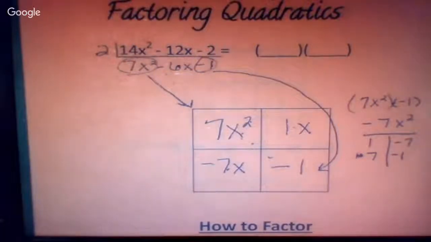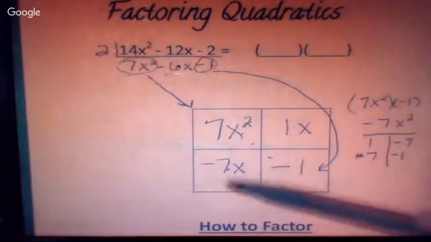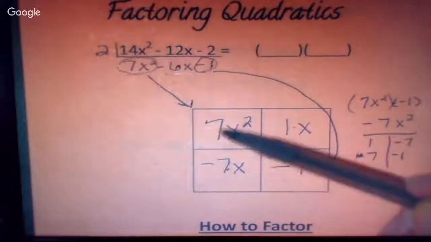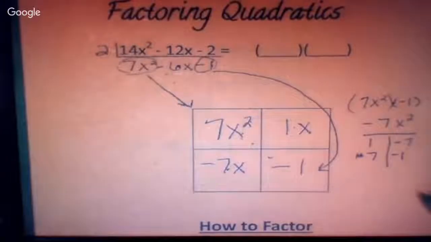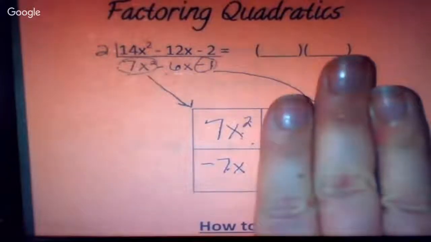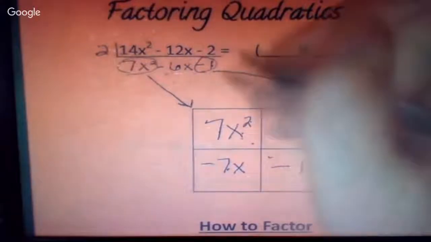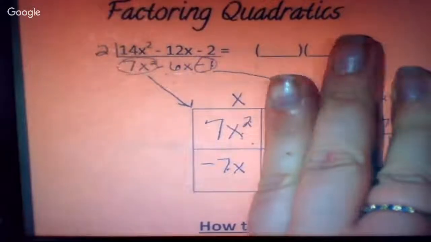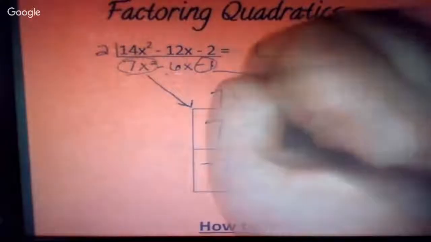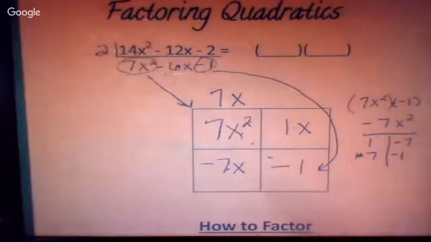To finish this out then, our last thing is to factor out what we can. So if I go this way, I've got 7x squared and -7x. What do these two share in common? Just these two. They share an x in common. What else can I pull out? A 7. Okay. They both share a 7 in common. I can divide out a 7 and I can divide out an x.